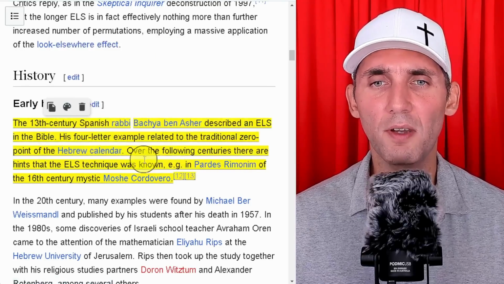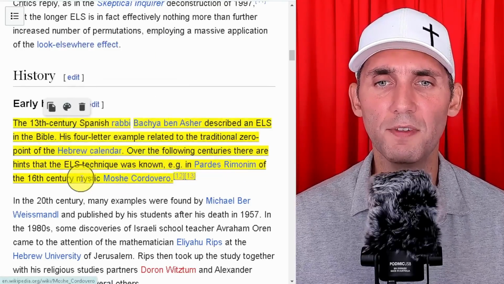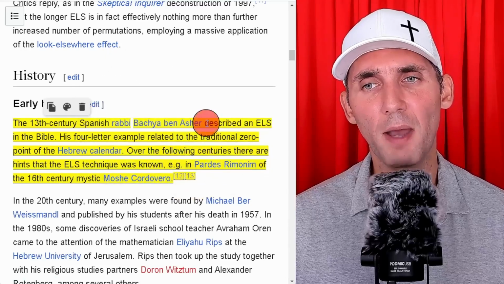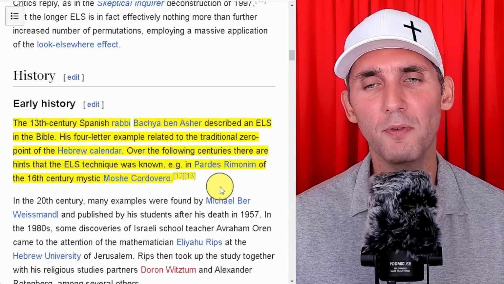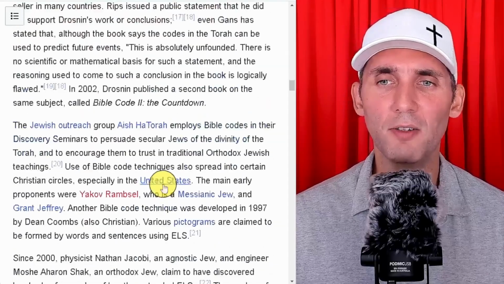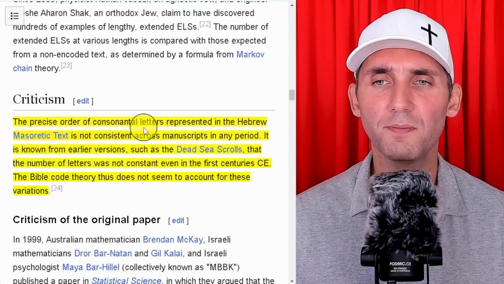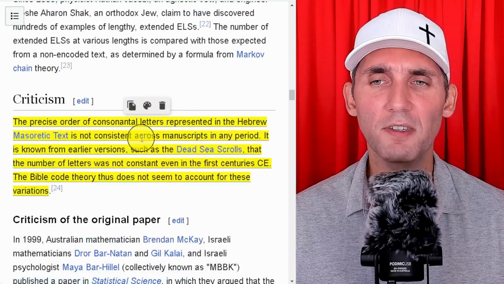Over the following centuries, there are hints that the ELS technique was known in Pardes Rimonim of the 16th century, Moshe Cordovero. So the point is that the people who did the Masoretic text were into gematria. There's proof for you. They aren't Karaite Jews. They are mystics.